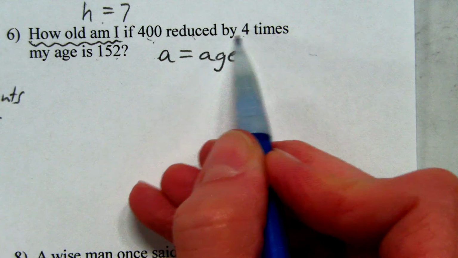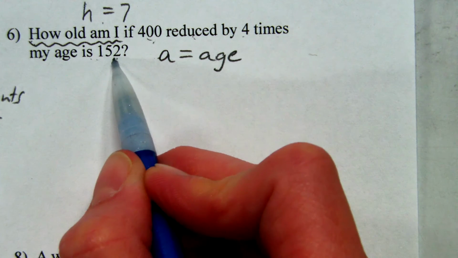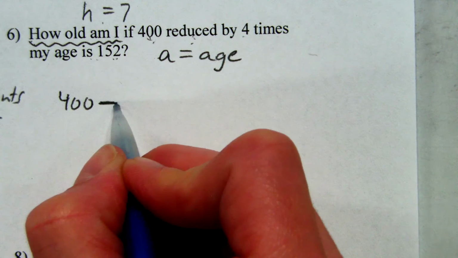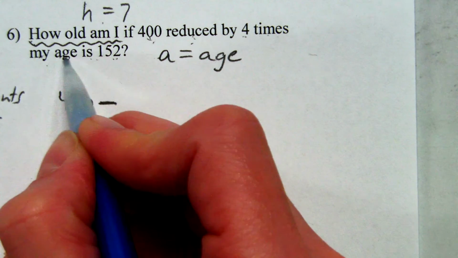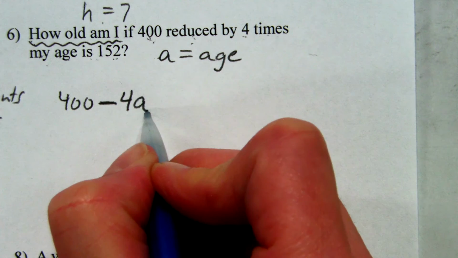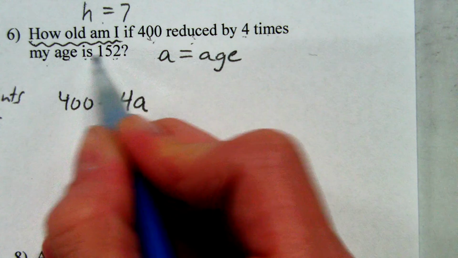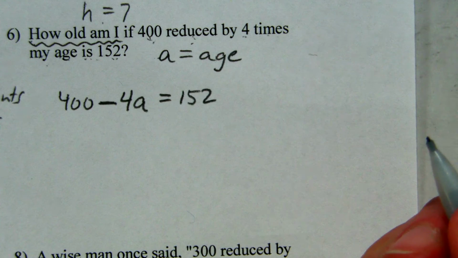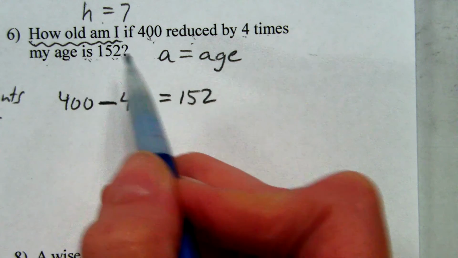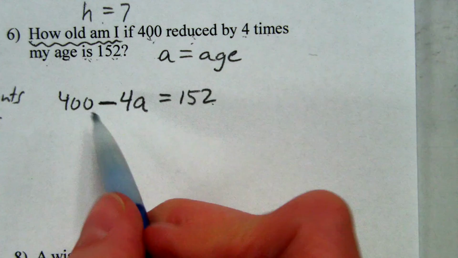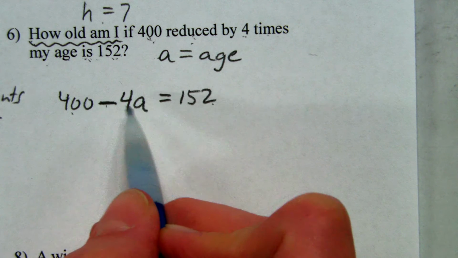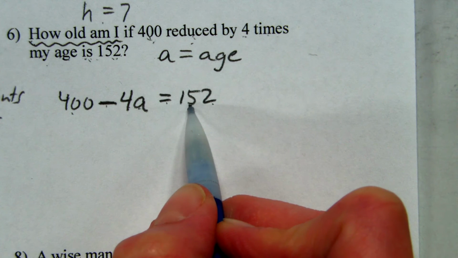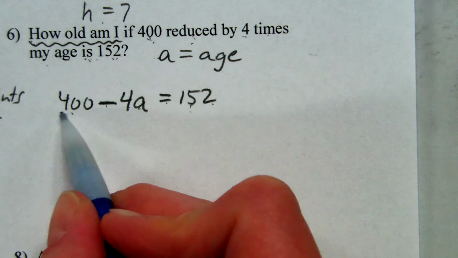400 reduced by 4 times my age is 152. So we start with the 400. Reduced by means subtract. 4 times my age would be 4a. And then that is 152. So is tells me that's equals 152. Whenever you see that is or is total, you know that's the other side of the equation. So 400 reduced by 4 times my age is 152. If I read it all back to myself, I can make sure that the story that I just wrote as an equation makes sense.